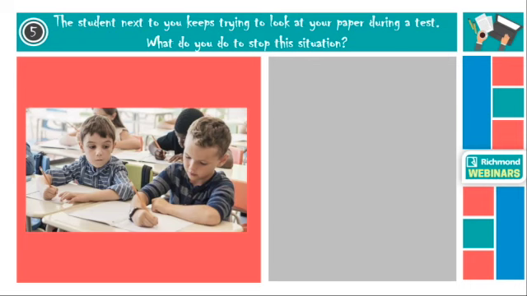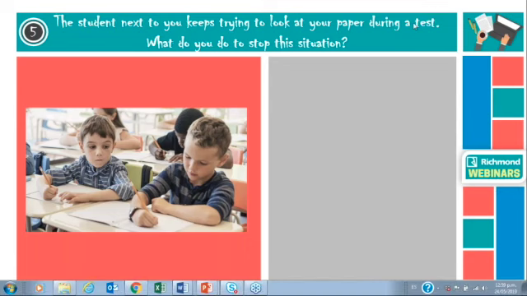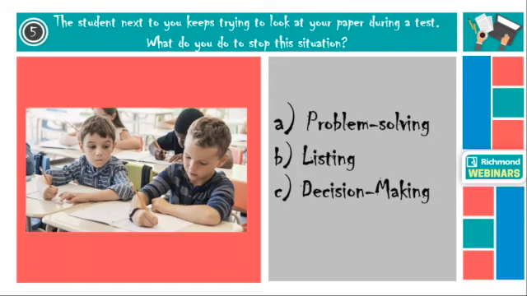It says, the student next to you keeps trying to look at your paper during a test, right? What do you do to stop this situation? What do you do to stop the situation? Is it problem solving? Is it listing? Or is it decision making? What do you do to stop this situation?